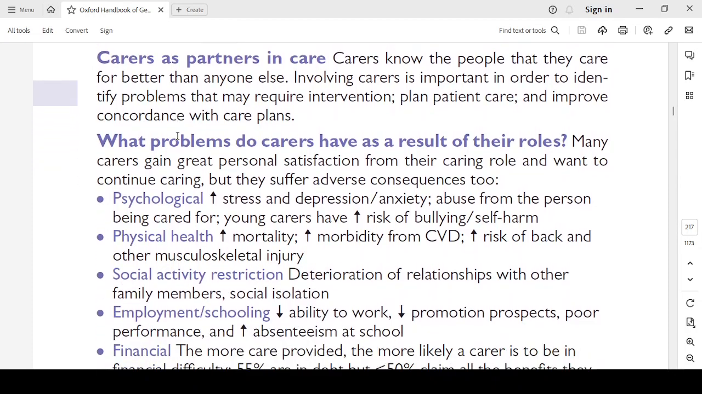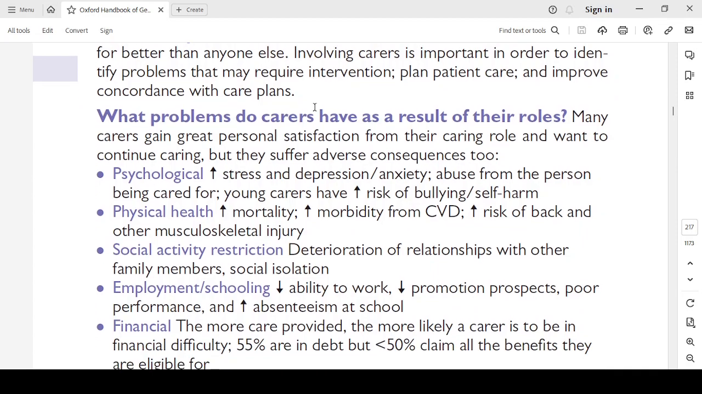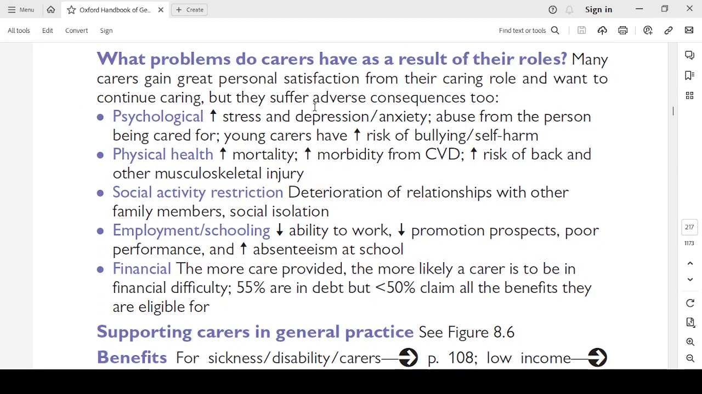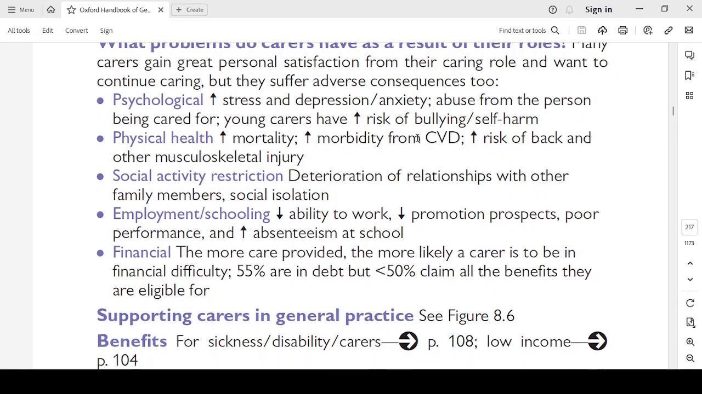Carers as partners in care. Carers know the people they care for better than anyone. Involving carers is important in order to identify problems that may require intervention, plan patient care, and improve concordance with care plans. What problems do carers have as a result of their roles? Many carers gain great personal satisfaction from their caring role and want to continue caring, but they suffer adverse consequences too.